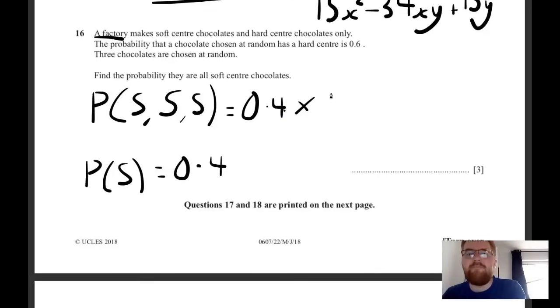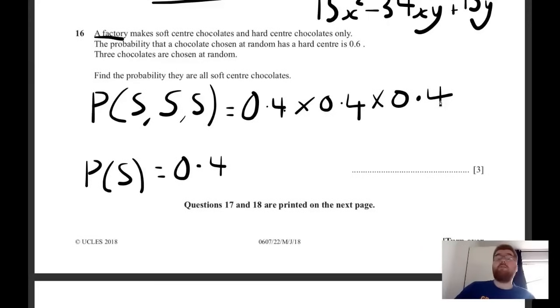0.4, and then we multiply by 0.4 again. And that's all there is to it for the answer. The trickiest part now is just to work out exactly what this is. Well, we have 3 decimal places in the question, so we need 3 in the answer. Now, you should know that 4 times 4 times 4, well, 4 times 4 is 16, 16 times 4 is 64, so we know that's in the question.